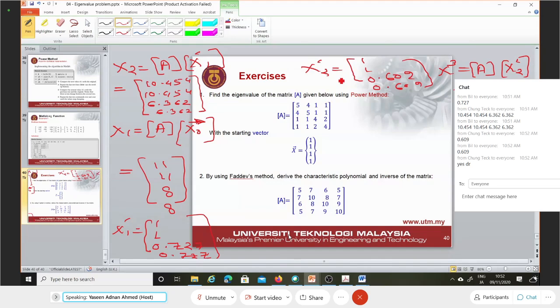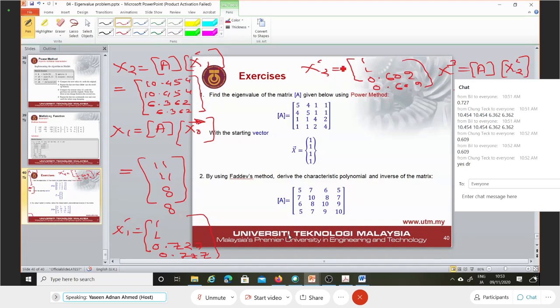There will be some tolerance. How will you get the tolerance? Tolerance will be the error. For this stage, how much is the error? The error will be 0.609 minus 0.727 divided by 0.609. So you will get the error.